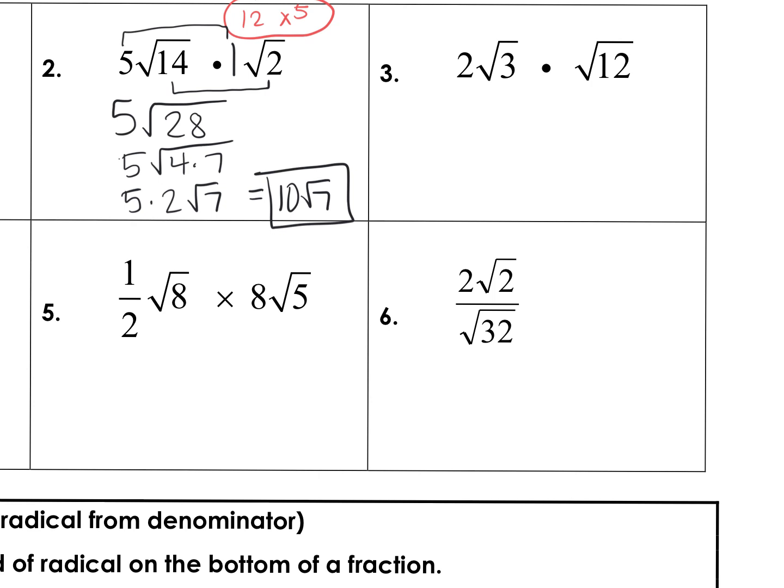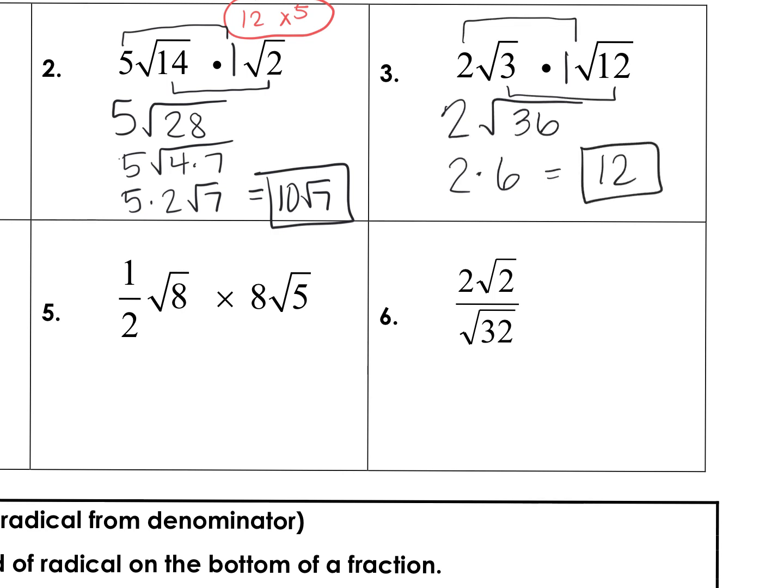Okay, multiplying, you can multiply anything you want. So it doesn't matter that they're not the same. They don't have to have like terms. I just multiply the coefficients together and I multiply the roots together. 3 times 12 is 36. Oh, the root of 36 is 6, and so then my final answer doesn't have a root in it, and I just get 12. All right.